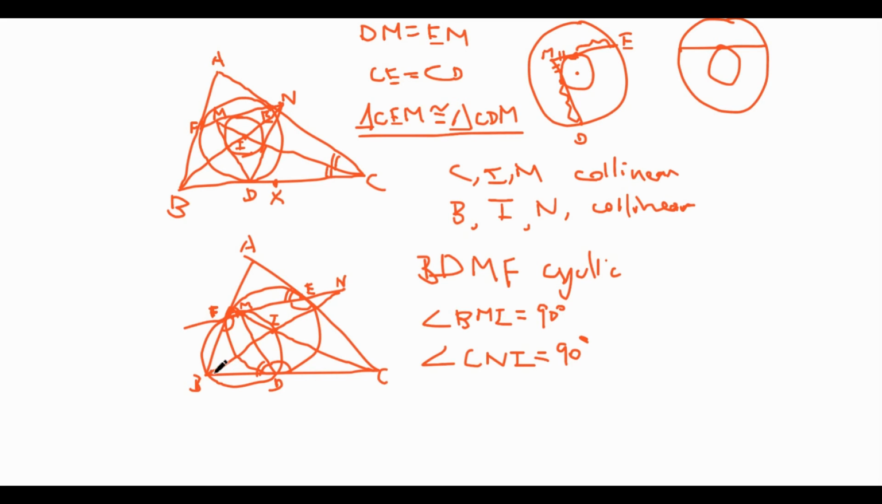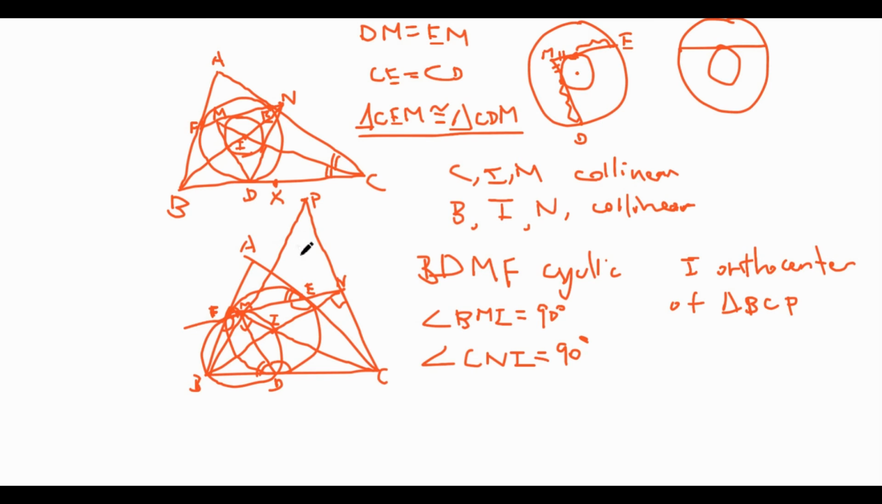So now we know that BMI and CNI are both equal to 90 degrees. So that suggests us to try to extend BM and CN to hit at, I don't know, a point P. Because that would make I the orthocenter of triangle BCP. So now I is the orthocenter of triangle BCP.